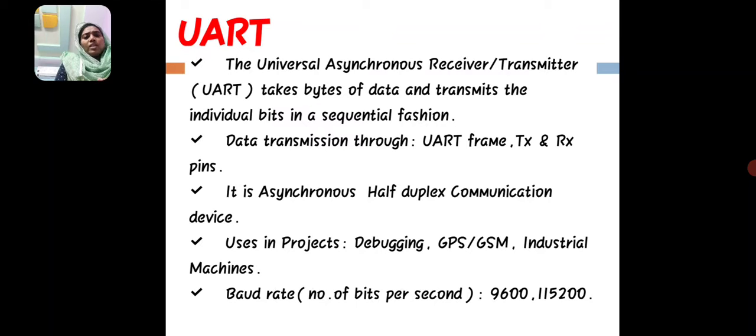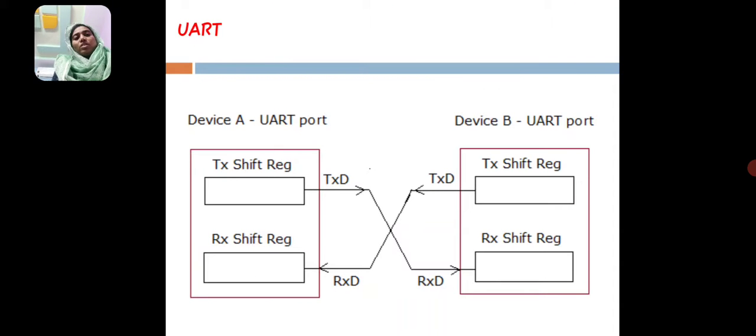What is a baud rate? It is how many bits we can transmit per second. Number of bits transferred per second is baud rate. So this is the block diagram of an embedded system UART serial communication port. Mainly it is a two-wire communication port. Two wires means one is TX and the second one is RX. Through TX we can transmit the data. Through RX we can receive the data.